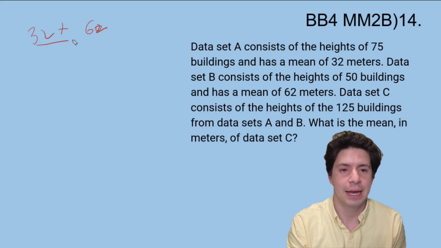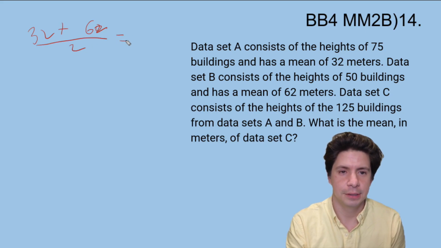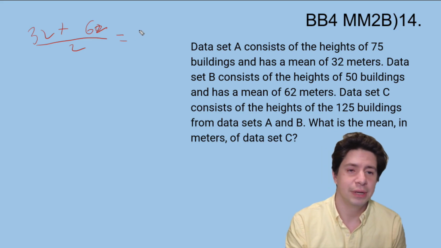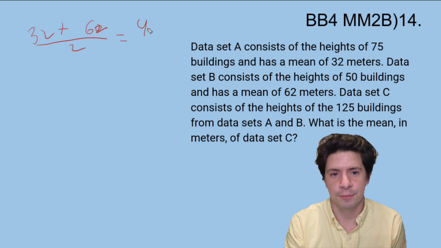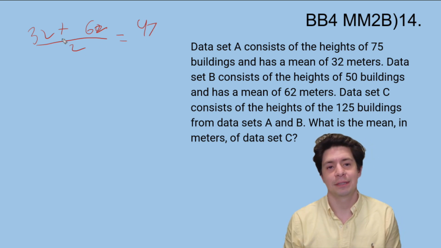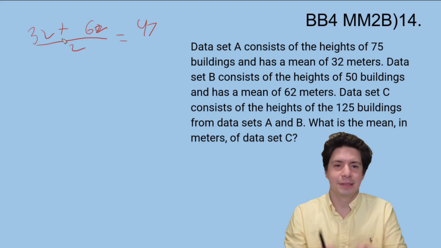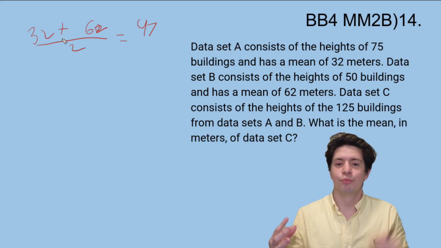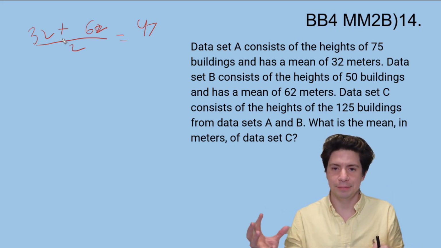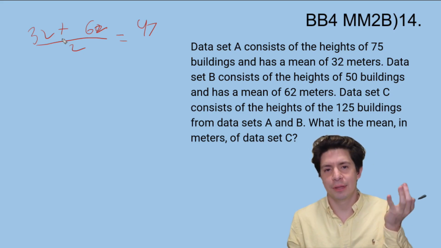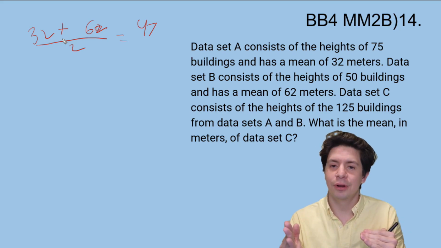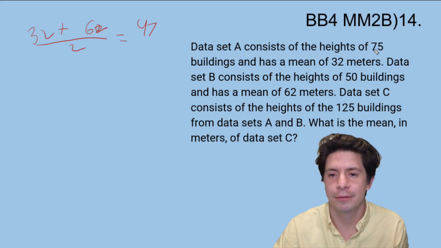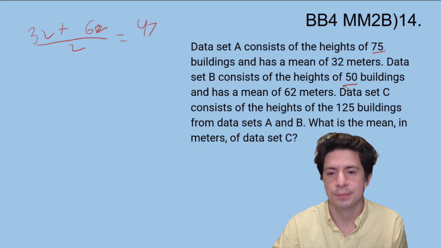To find the average, you would just add them and divide by 2, right? 32 plus 62 is 94. Divided by 2 gets you 47, which is right in between 32 and 62. They're perfectly even, right in the balance. So here, though, there's more in dataset A than in dataset B. So more weight is put on the dataset A values than on the dataset B values. How much weight is determined by exactly how many there are of each. This one has 75 buildings and this has 50 buildings.